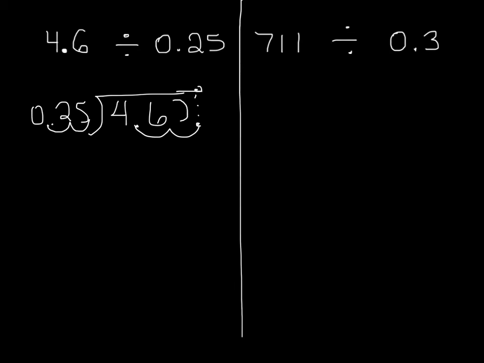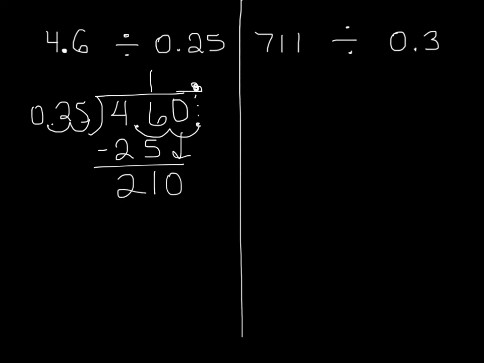So I add a 0 there to hold the place. Now I can divide like normal. So my decimal point is right here. 46 divided by 25 is 1. 1 times 25 is 25. 6 minus 5 is 1. 4 minus 2 is 2.